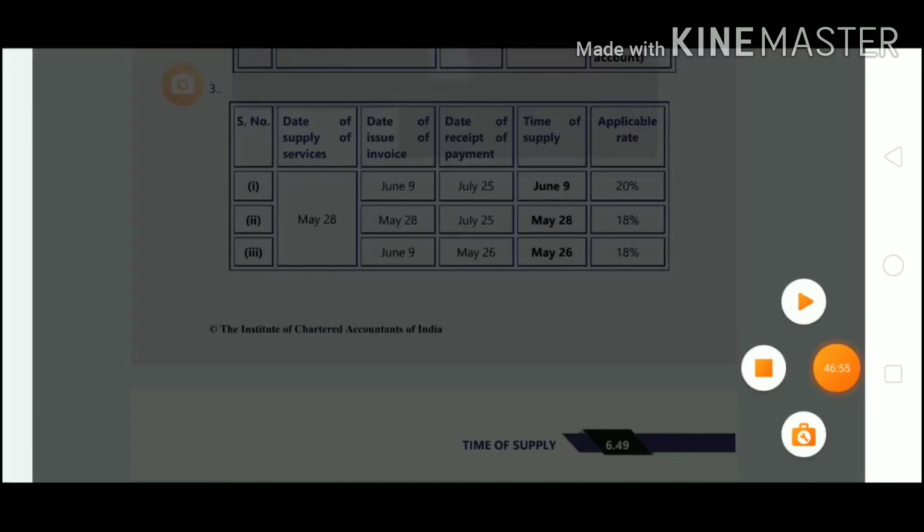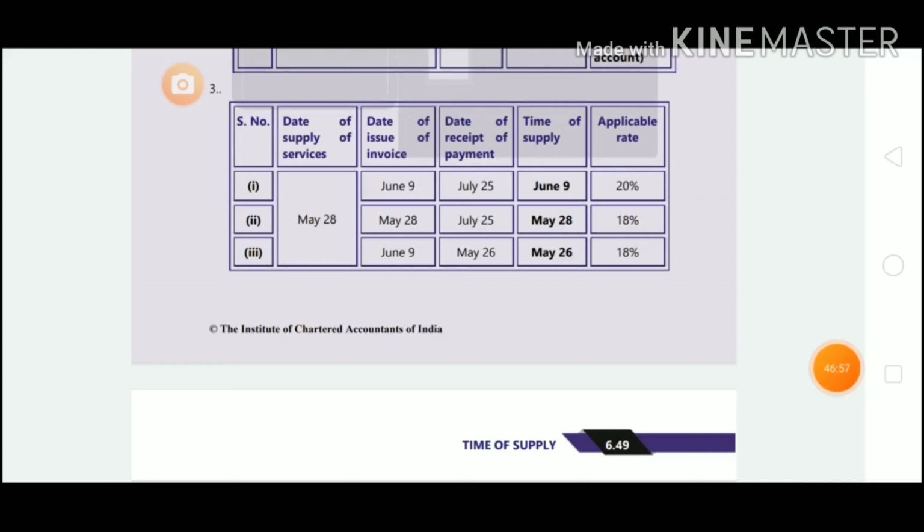Now see, Roman 1. Date of supply of service is 20th May. Date of invoice is 9th June. Date of payment is 25th July. And remember, date of change in rate of tax was 1st June. So which are the two events which are taking place before or after change in rate of tax? So 1st June.